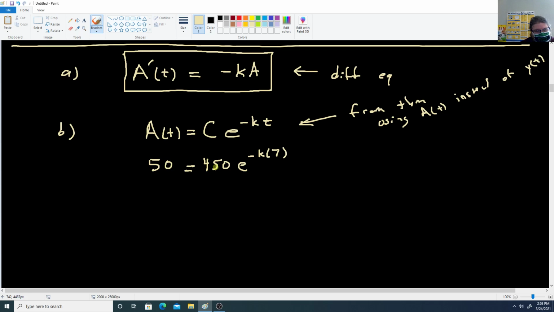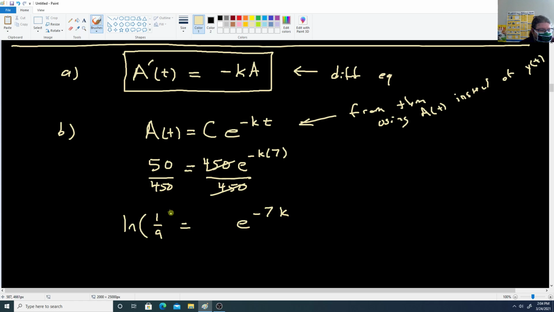We got the initial amount of the injection is C. When time is 7, you're down to 50 milligrams. So we plug those in, and then we need to just figure out the k value. So we'll divide by 450. Then 50 over 450 is 1/9. This will equal e to the negative 7k.